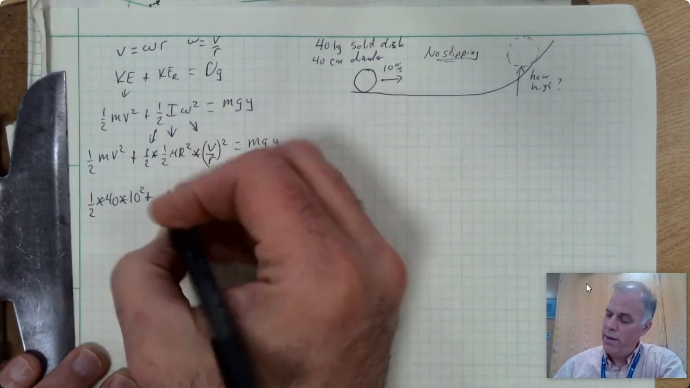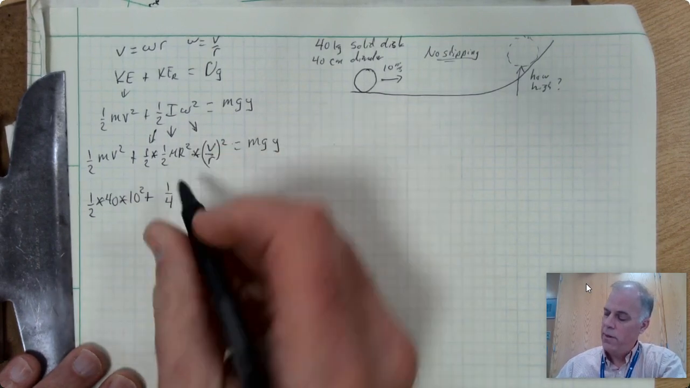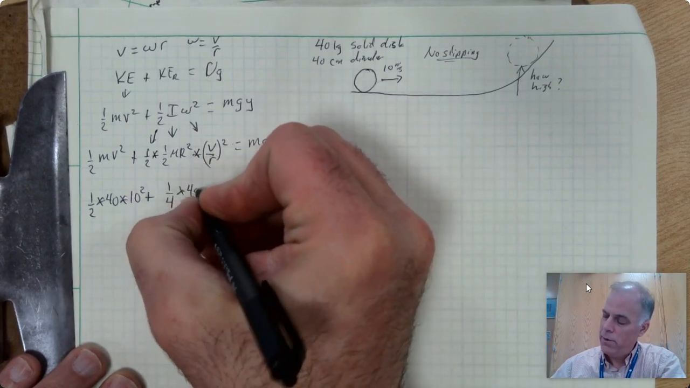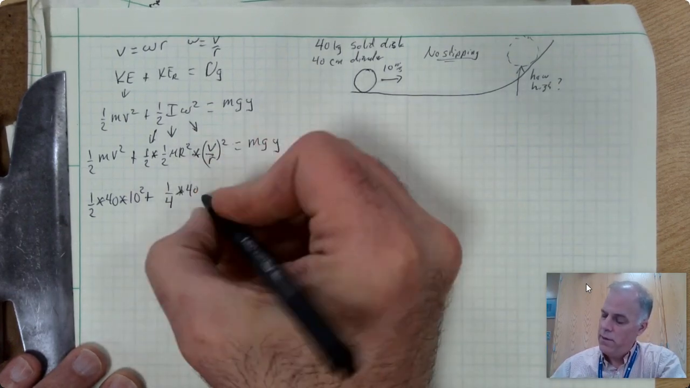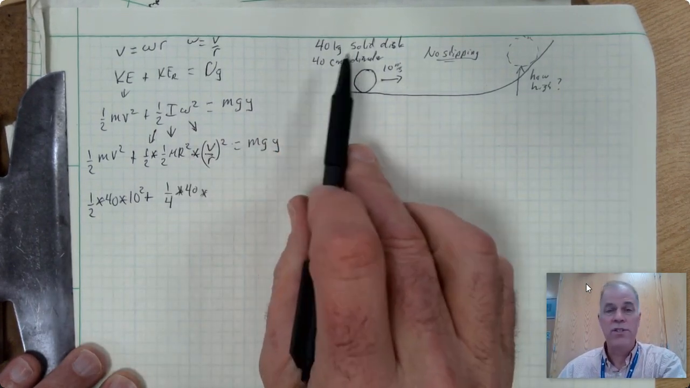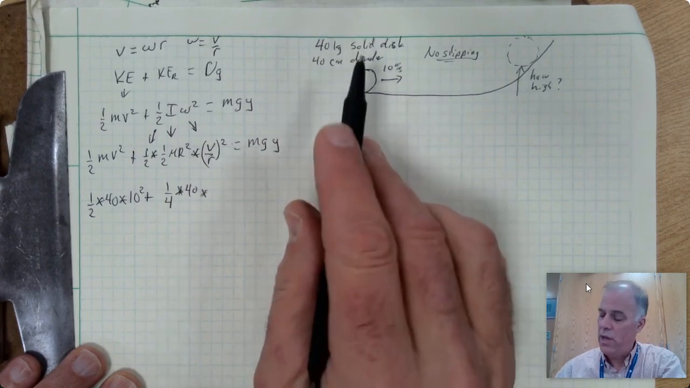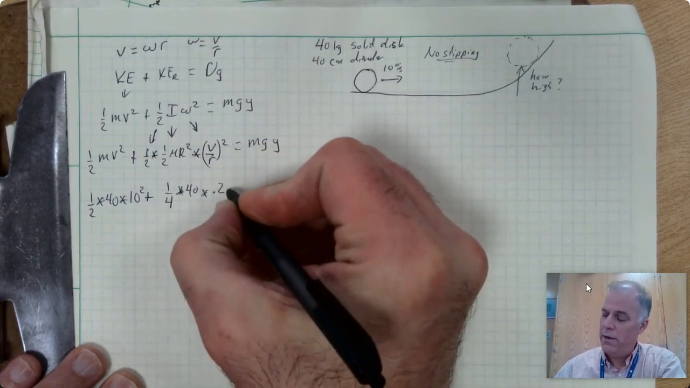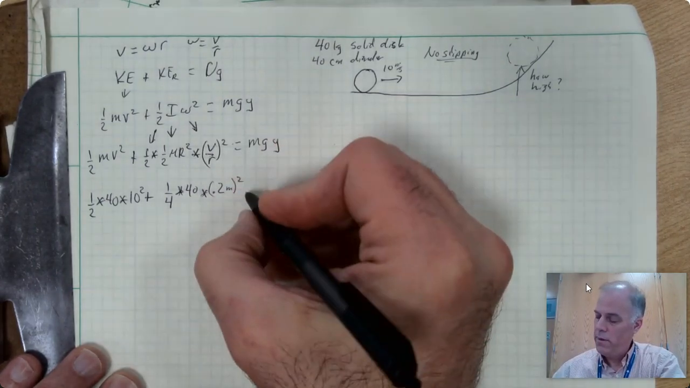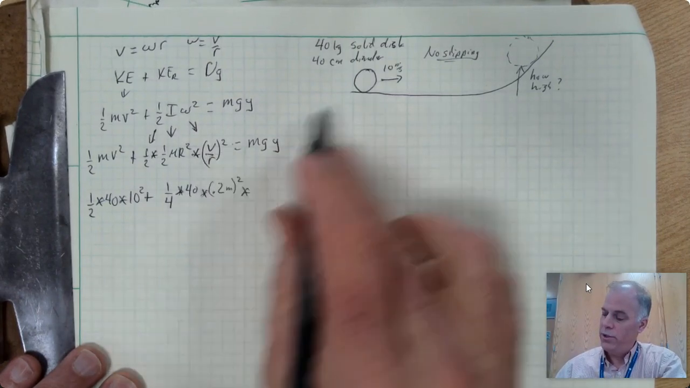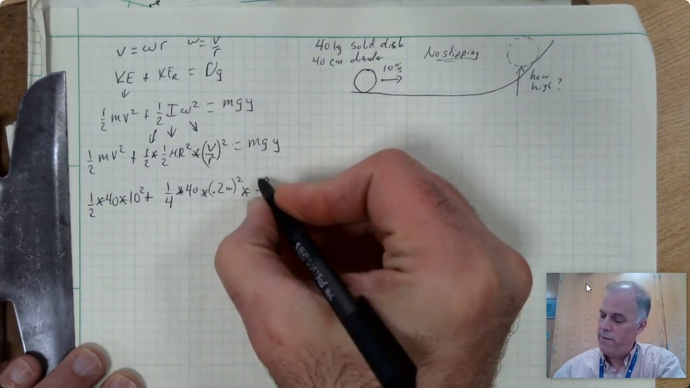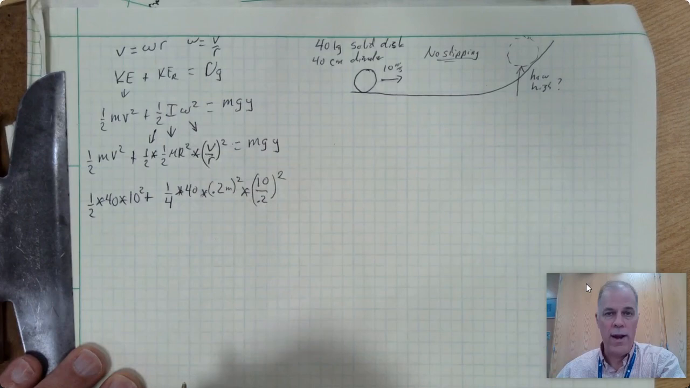Then we have 1/2 times 1/2, which is going to be 1/4, times the mass, 40 kilograms. Now, the radius of this thing is going to be 20 centimeters because it's 40 centimeters diameter. So that's 20 centimeters radius, which is 0.2 meters. And that has to be quantity squared times the speed, which is 10, over the radius, which again is 0.2 meters.